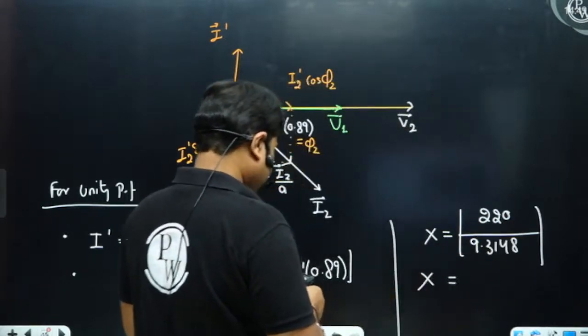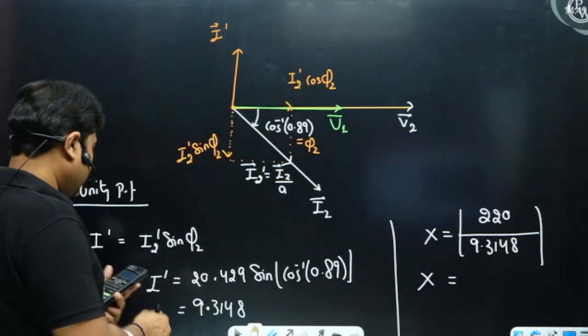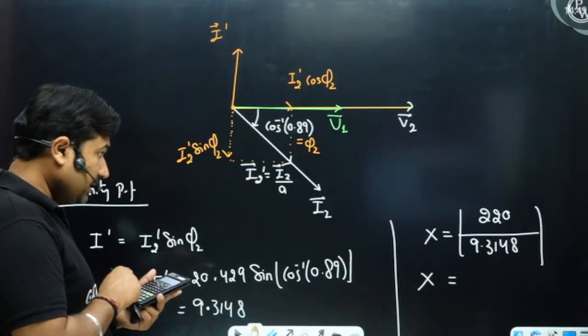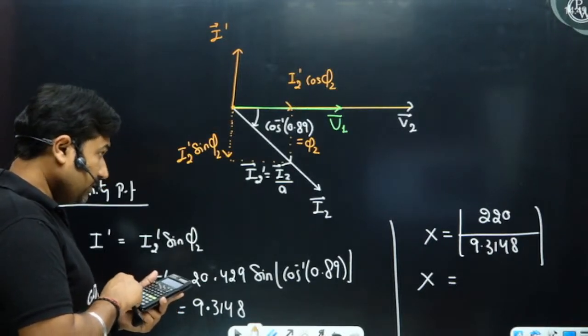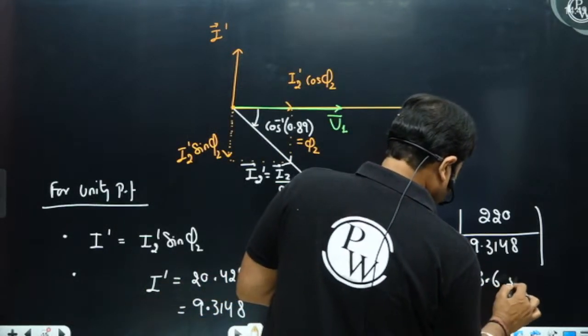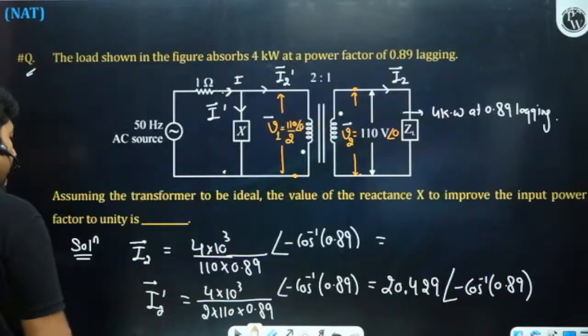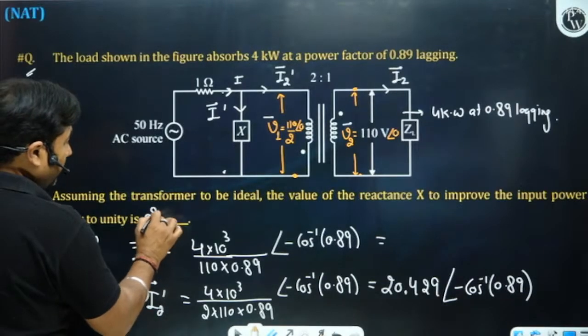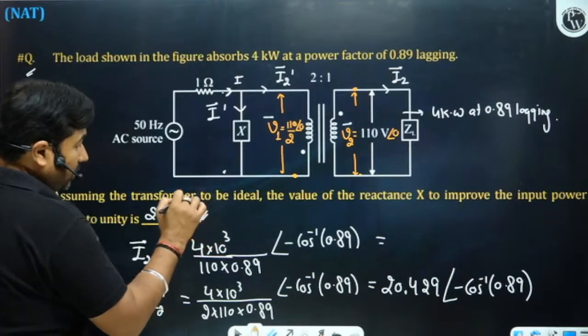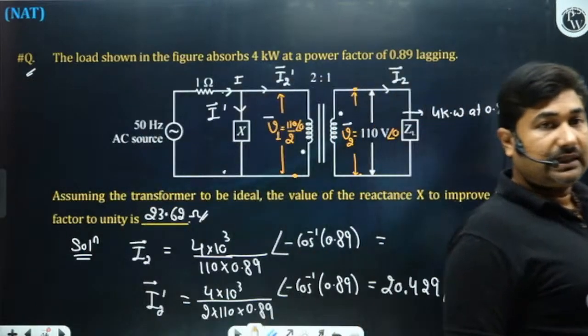Yes, sir. 2 is to 1. So 220 divided by 9.3148 gives 23.62 ohm. Hoping all of you are able to understand this question perfectly. How many of you are able to understand this question perfectly?